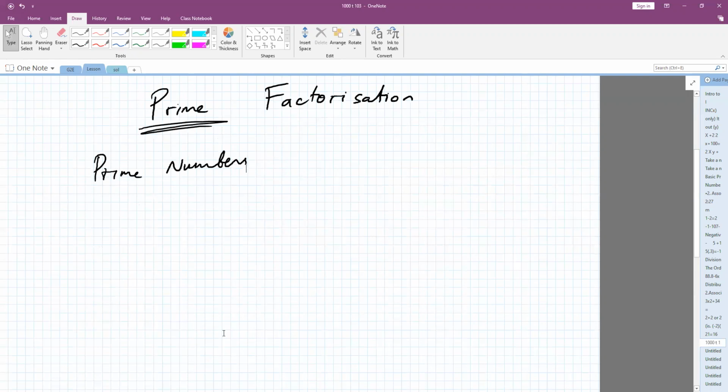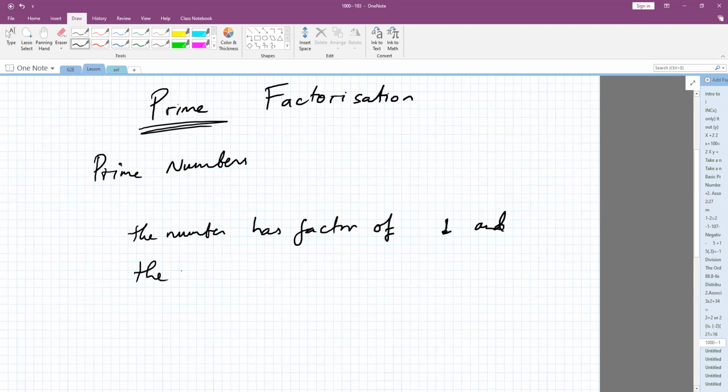Prime numbers. Actually, prime numbers. So this is a number that has only 2 factors, meaning that the factors are only 1 and that number itself. So the number that has factors of 1 and the number itself.